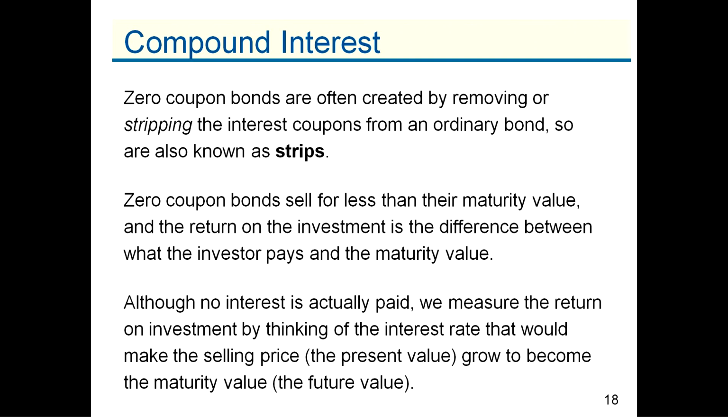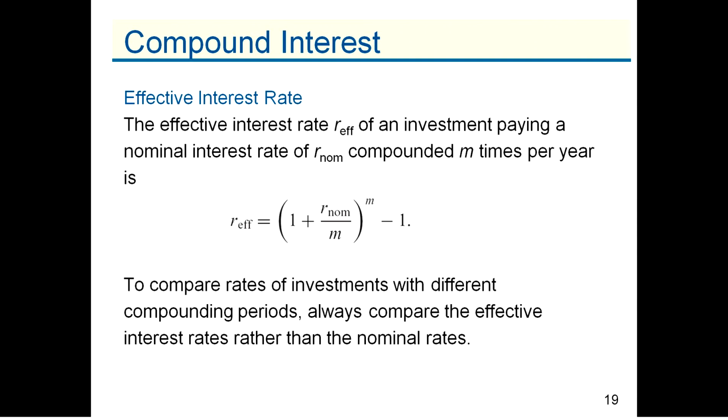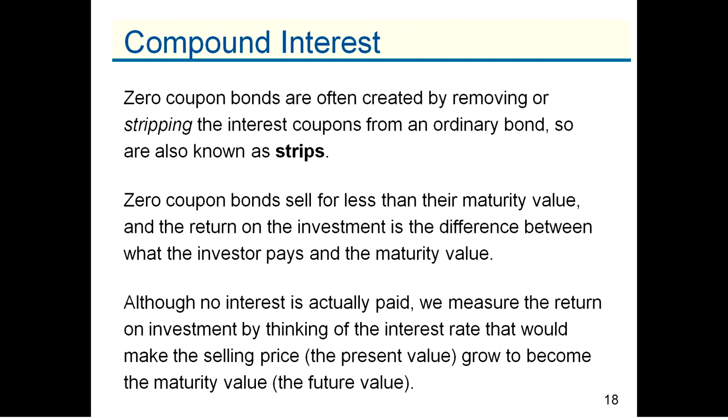They sell for less than their maturity value, and the return on investment is the difference between what the investor pays and the maturity value. Although there's no interest actually paid, we tend to measure that return as an interest rate, which would make the selling price the present value and the maturity value the future value. So we would still use the same formulas, but we could apply them to our zero coupon bonds.